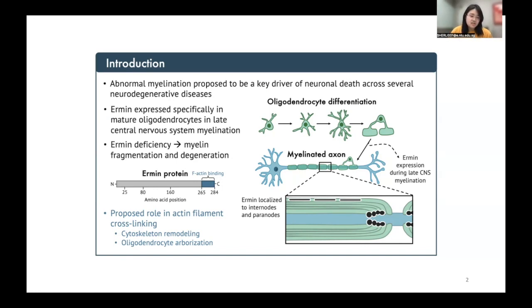So when there is Ermin deficiency, it has been observed that the myelin undergoes fragmentation and degeneration. And so it is hypothesized to play a role in actin filament cross-linking, which promotes cytoskeleton remodeling and oligodendrocyte arborization.